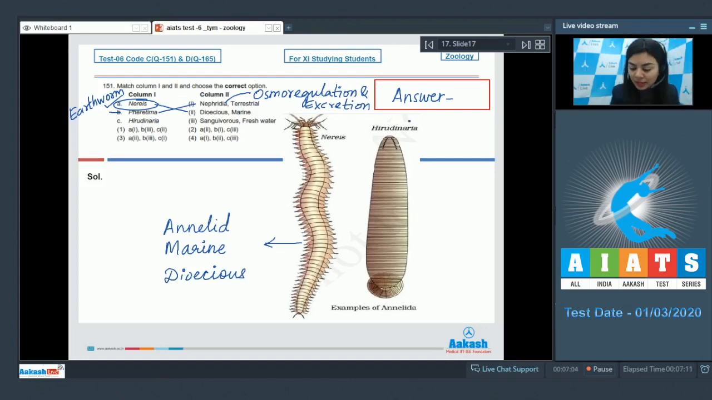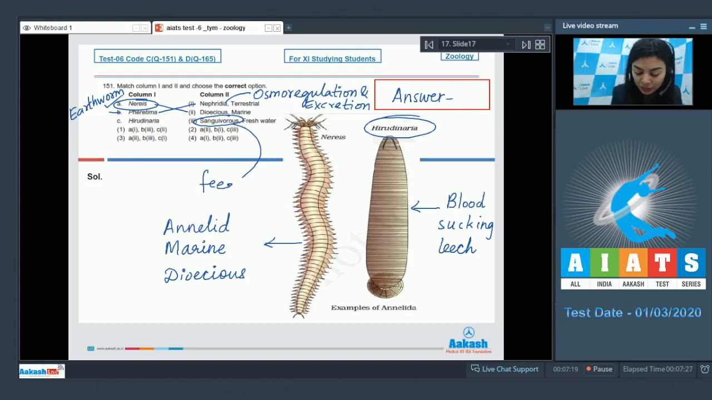Lastly, Hirudinaria, shown here, is a blood-sucking leech and is an annelid. And since it feeds on blood, it's called sanguivorous. It's found in fresh water. Thus option C goes with 3. So A goes with 2, B goes with 1. So the correct answer is 2. The right answer is 2 here.